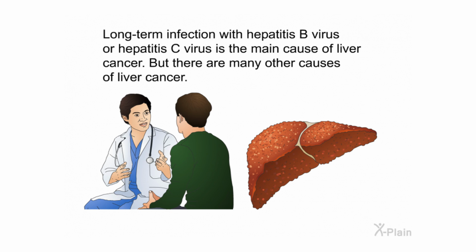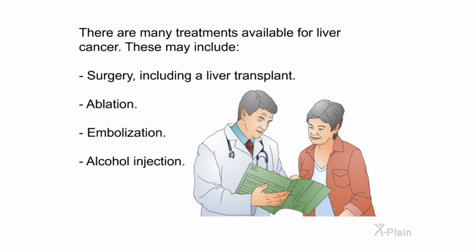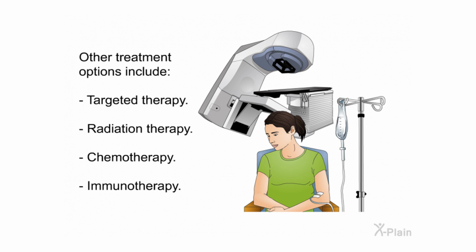Long-term infection with hepatitis B virus or hepatitis C virus is the main cause of liver cancer, but there are many other causes of liver cancer. There are many treatments available for liver cancer. These may include surgery, including a liver transplant, ablation, embolization, alcohol injection. Other treatment options include targeted therapy, radiation therapy, chemotherapy, immunotherapy.